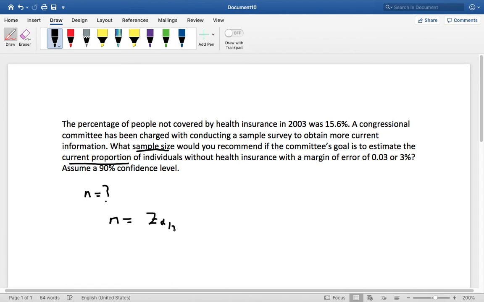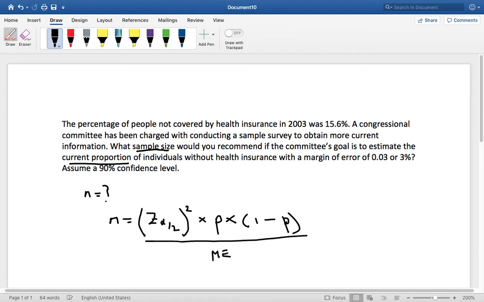squared. This formula you may see in different forms, but it always comes out to the same answer. It may look slightly different, but I assure you it's going to be the same. p times 1 minus p, and the whole lot is going to be divided by the margin of error squared. So that's what we need to find out. We're given most of that information.